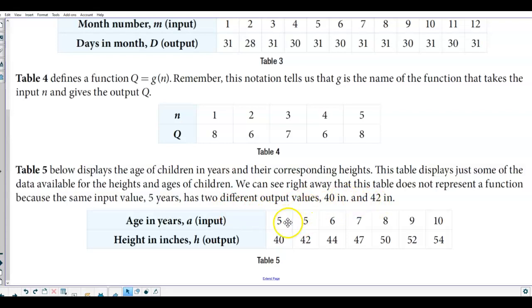So we have 5 going to 40 and 42, 6 to 44, 7 to 47. So therefore this table does not represent a function because we have one input going to two outputs.